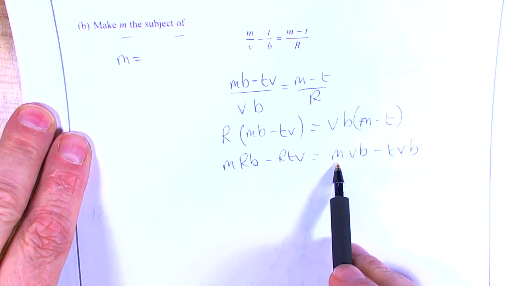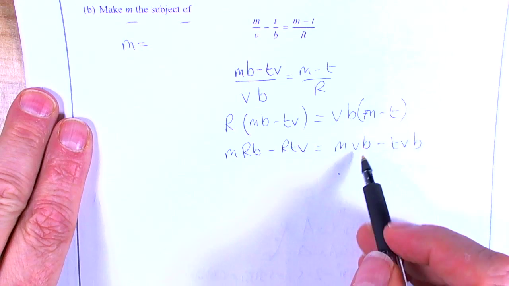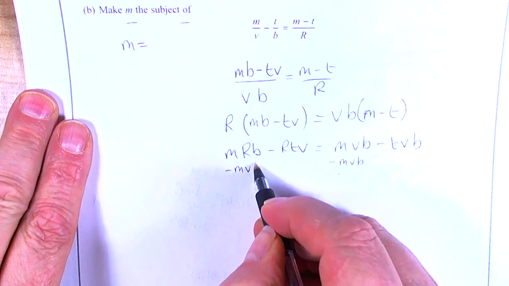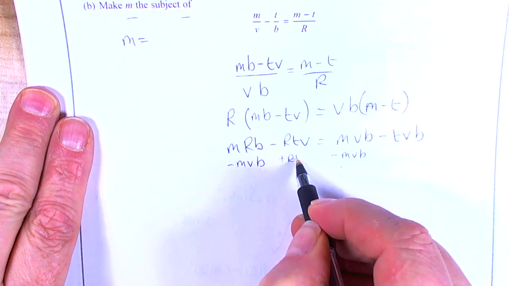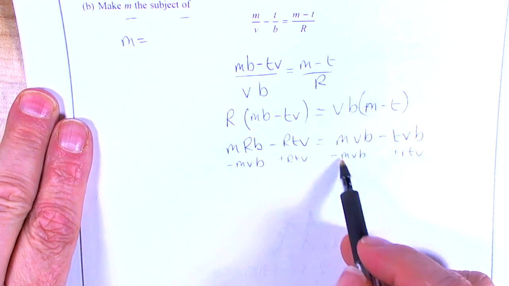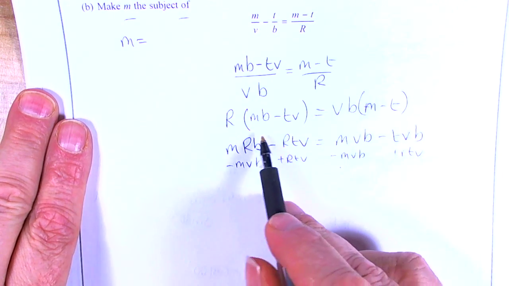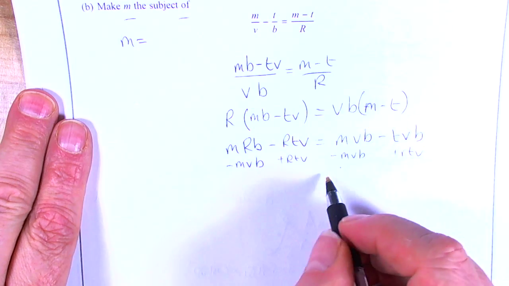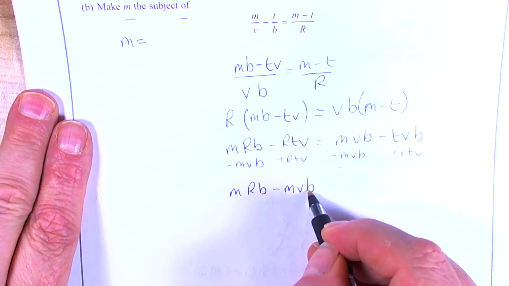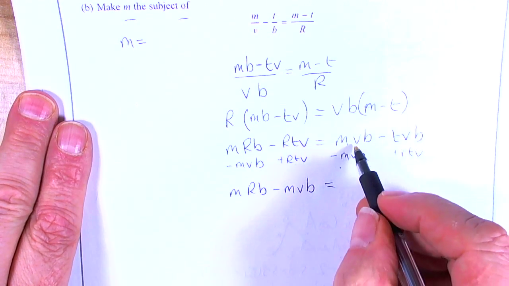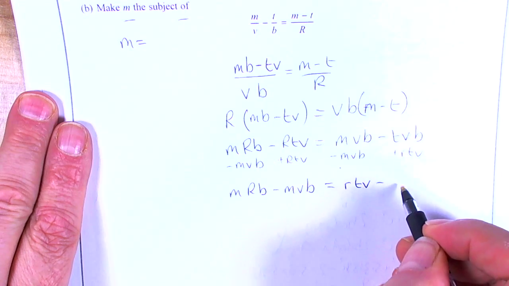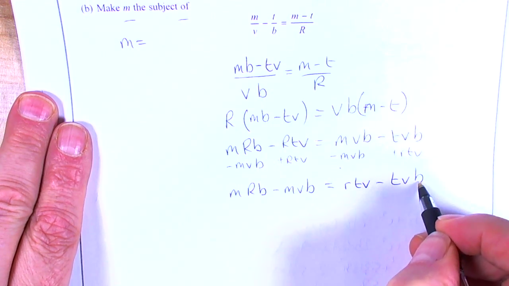Okay, so at the moment we've got a term here with M in it, and we've got a term with M in there. So the easiest thing to do now is to subtract MVB from both sides and add RTV. Adding RTV means that's going to become 0. Taking away MVB means that's going to become 0. And we're left with the M terms on one side and everything else on the other side for the moment. So we'll have MRB take away MVB equals, because that's gone to 0, that's gone to 0, and because we're adding this, that makes that the positive, so we'll put the positive first. So RTV take away TVB.